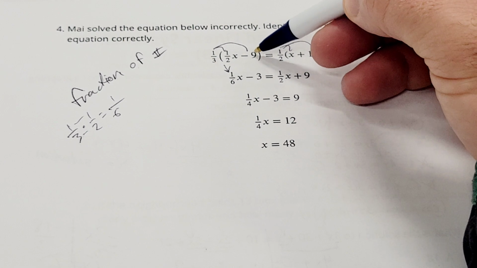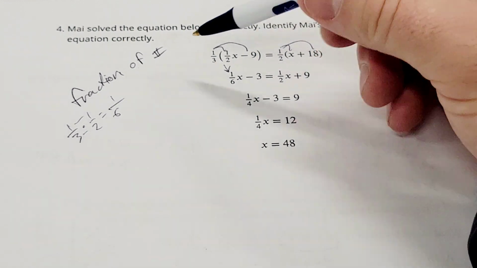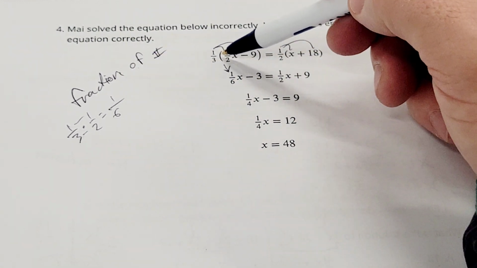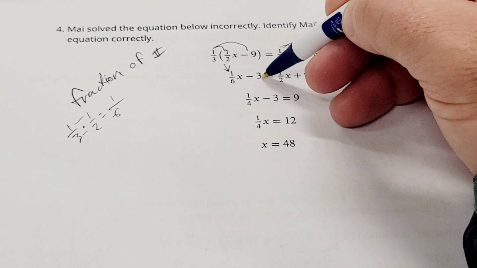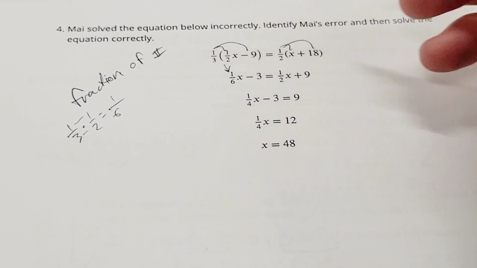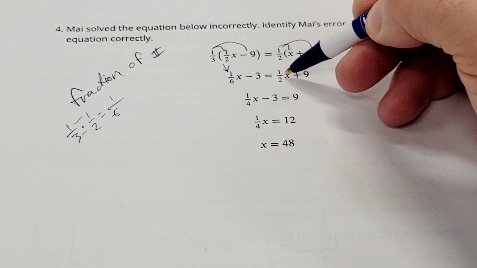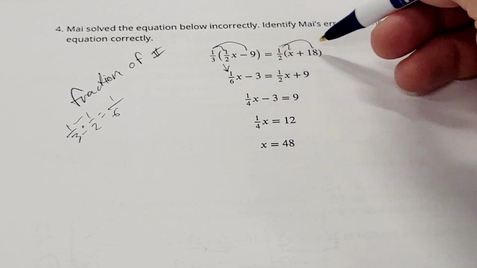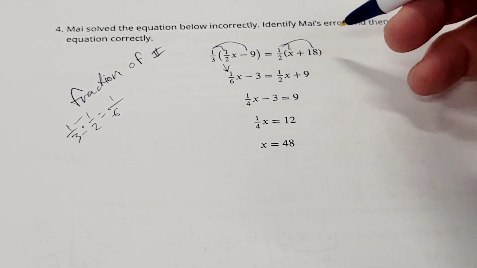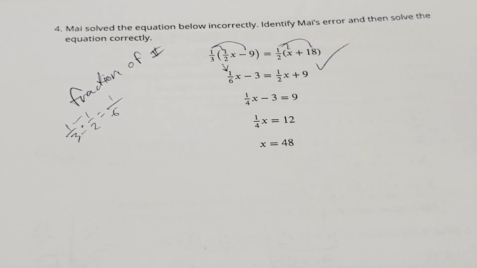1/3 times 9, which again, that is the fraction of 9. So what is 1/3 of 9? What goes into 9 3 times is 3. So that works. Positive and negative is negative. 1/2 times x is 1/2 x. 1/2 times 18, again, what is 1/2 of 18? It's 9. So this step passes the test. Everything there looks correct. Okay?